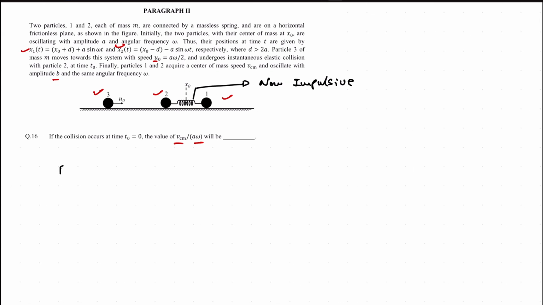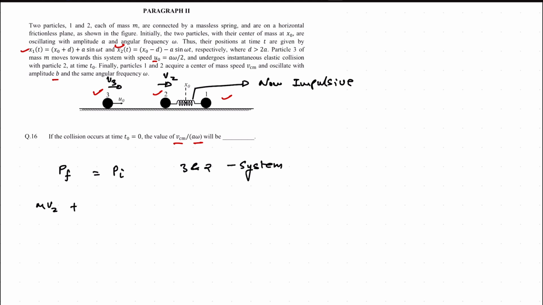So let us write P final is equal to P initial. Here I am taking 3 and 2 as the system, because particles 3 and 2 will collide. So for P final, let's assume that particle 2 is moving with velocity v2 and particle 3 is moving with velocity v3. Both are moving in the same direction. The mass of particle 3 is m, all the masses are m, so m v3 plus m v2 is equal to P initial. Now in P initial, we can write particle 3's momentum, that is m multiplied by u0, which is a omega divided by 2, and that is in the right direction, that's why positive.